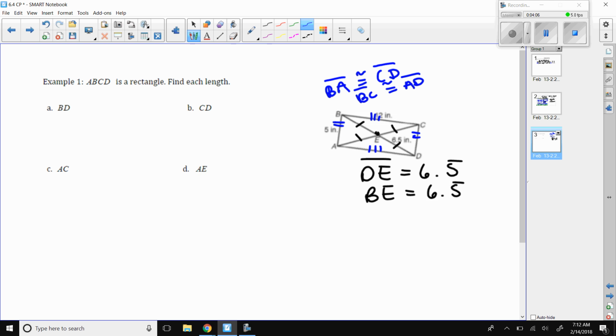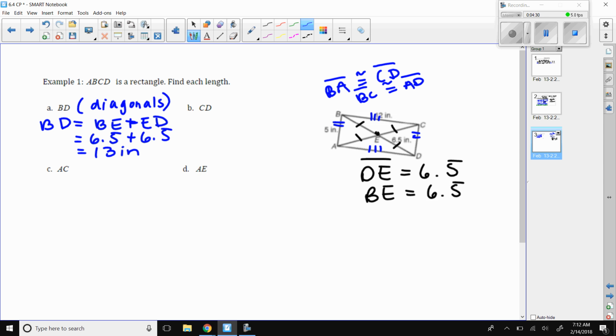So in A, it asks you about BD. Now BD, this is one of the diagonals, and since I know ED and BE, I know that BD is going to equal BE plus ED, which means this equals 6.5 plus 6.5, which is going to give me 13 inches for my diagonal, where E is the midpoint. Now CD is opposite BA. That's pretty easy. This one's going to be 5 inches.